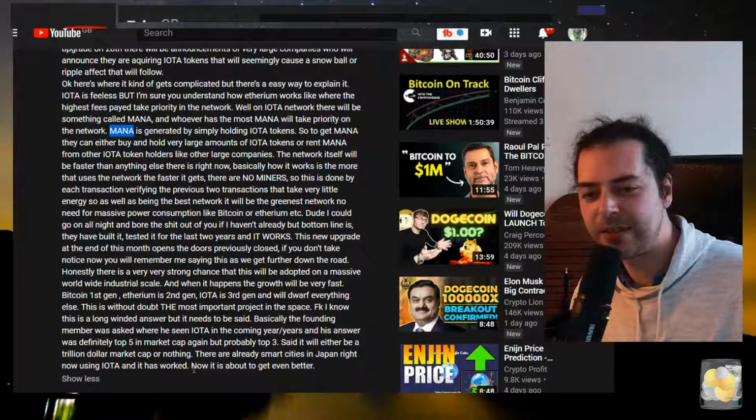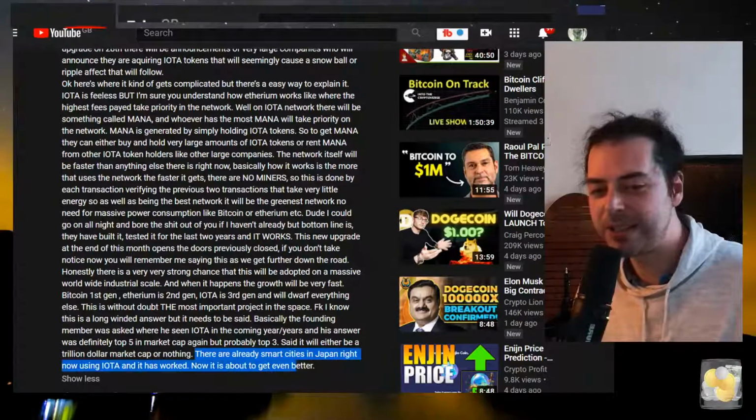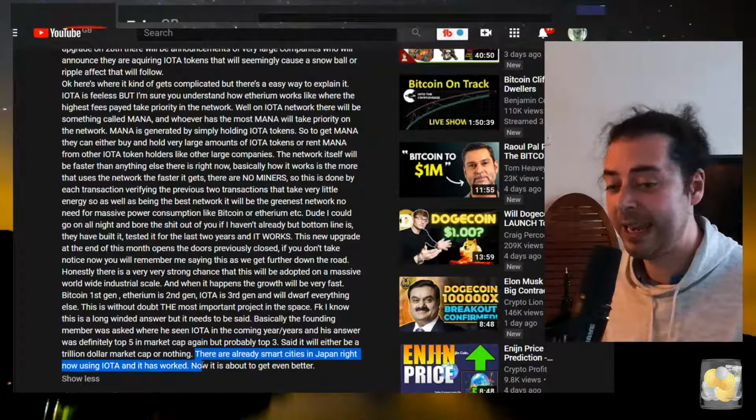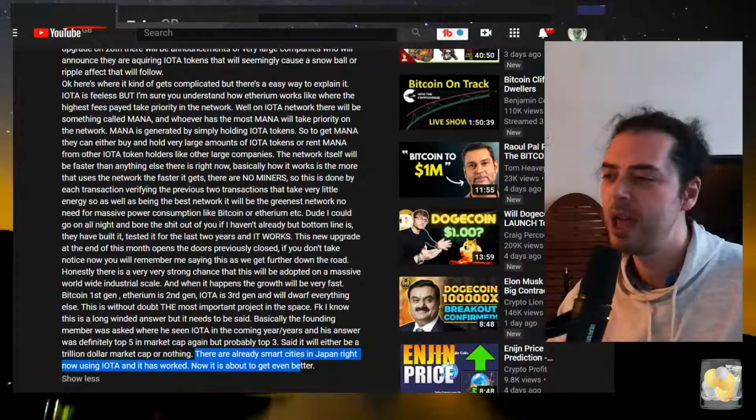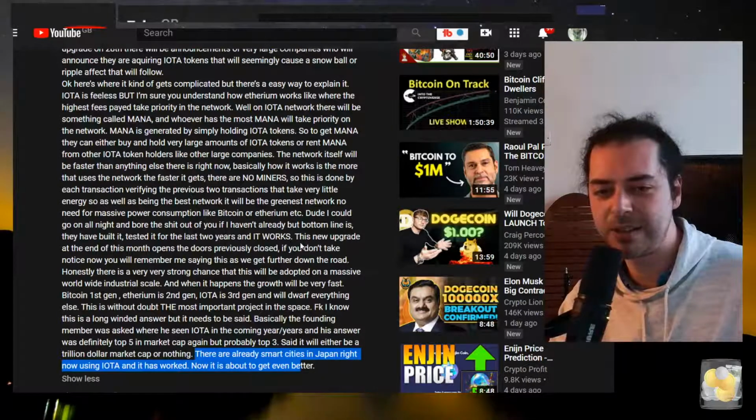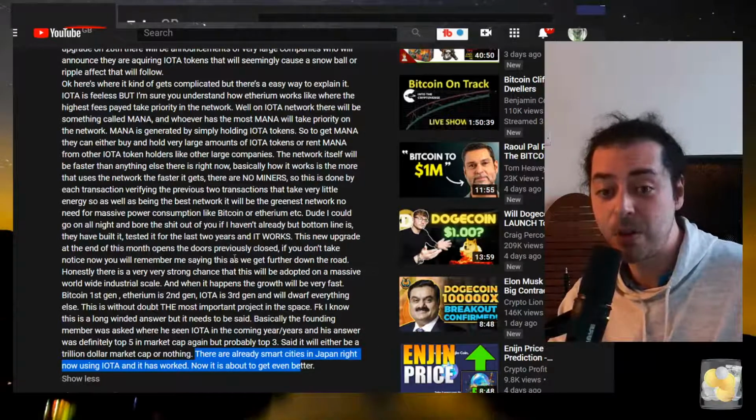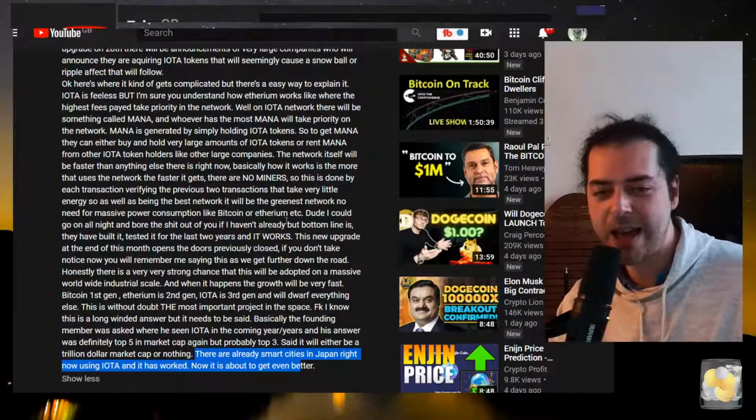So he finishes off here by saying, now it's about to get even better. And one of the reasons for that is that there are already smart cities in Japan right now using IOTA, and it has worked. Crazy. Okay, so he says there's tons of fundamentals here to be known in terms of those types of fundamentals, and that's all very good.